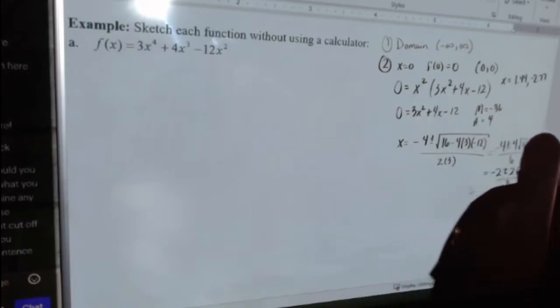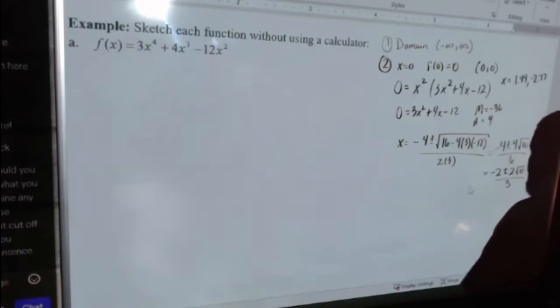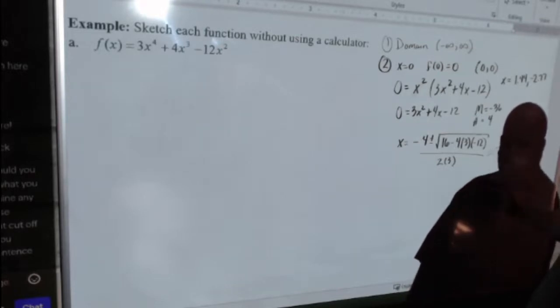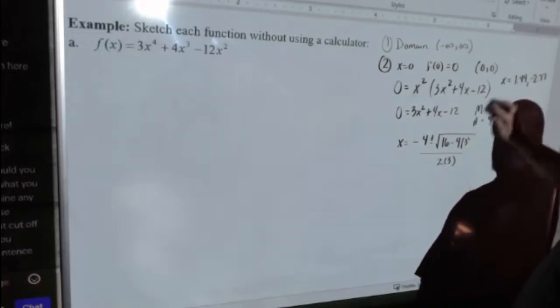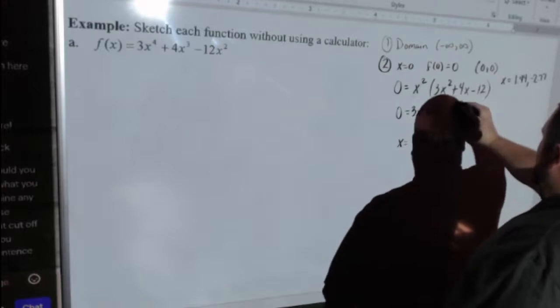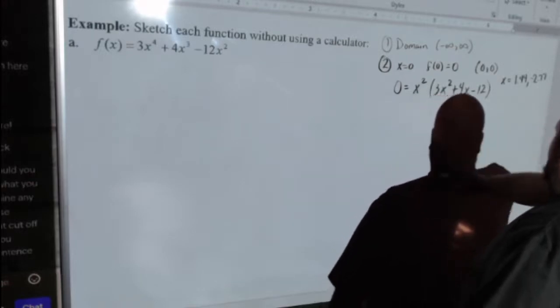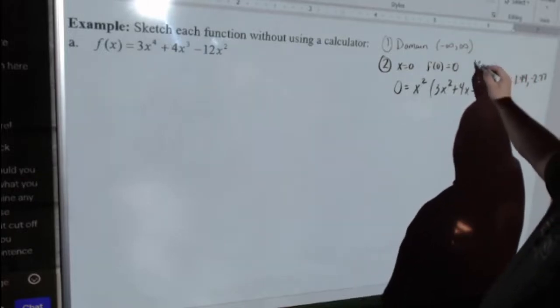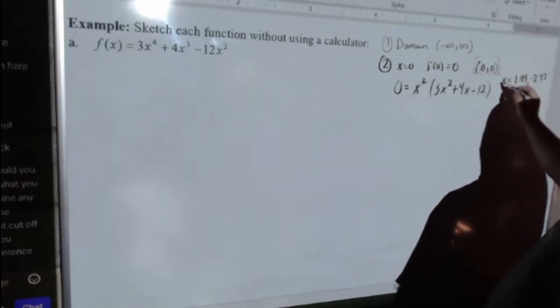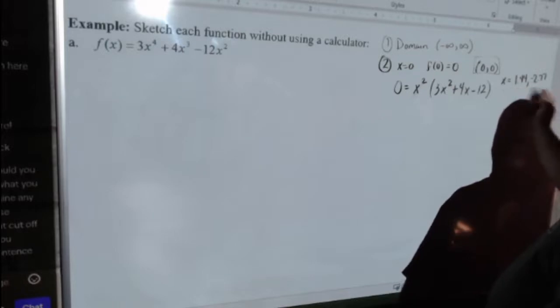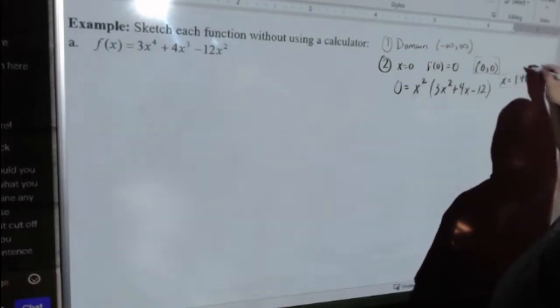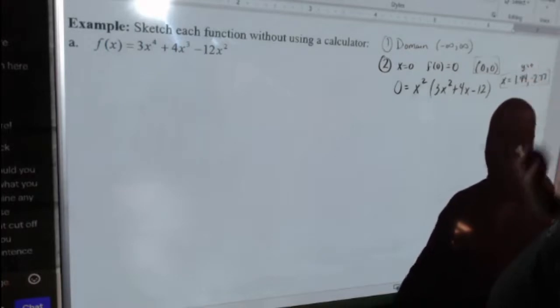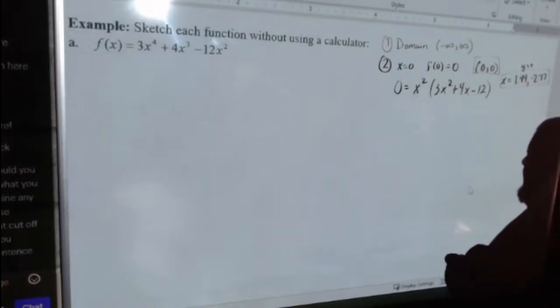So I need the space, so I'm going to go ahead and get rid of the quadratic formula. So I go through the origin, and then I also go through these two x values. And this is when y is 0, so those are x-intercepts, right?